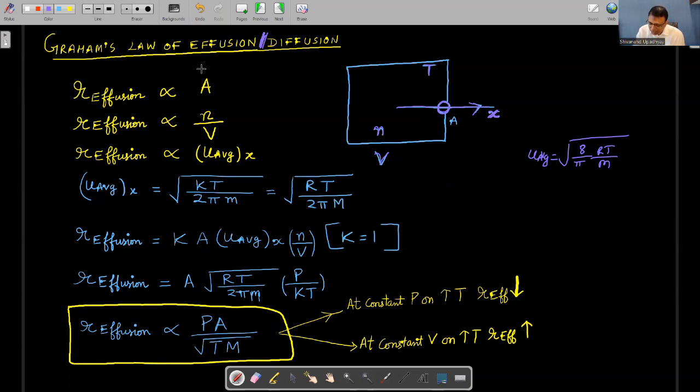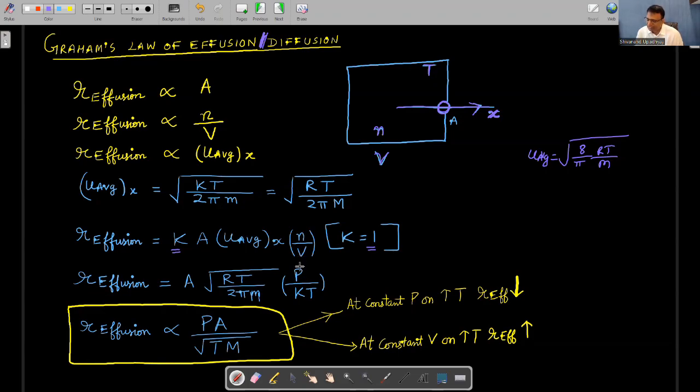If we put all together, we can say that rate of effusion is equal to some proportionality constant K, whose value was found to be 1 experimentally, into area of the hole into average speed in x direction into number of particles per unit volume. If we further simplify that, we can say that rate of effusion is directly proportional to area of the hole, average speed in x direction, that is equal to RT upon 2 pi capital M, and this N by V.